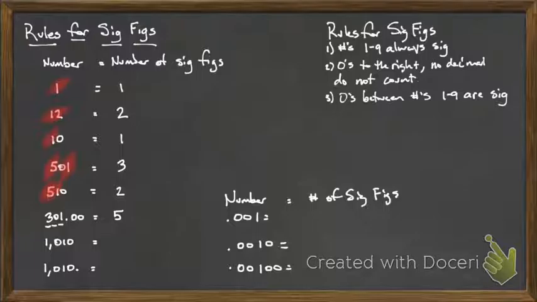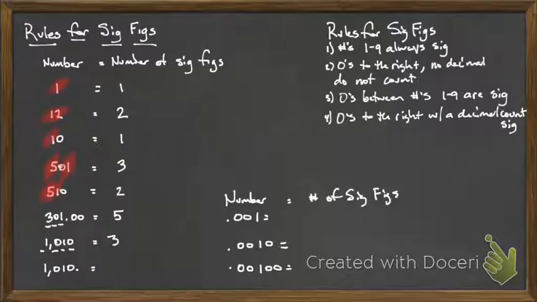So the next one below it, 1010, we only have 3 significant digits. 1 and 1, numbers 1 through 9, count. The 0 is between those, which makes that one count. But this 0 is to the right, and there is no decimal, so therefore it does not count. So we're going to say this rule here: zeros to the right with a decimal count as significant.